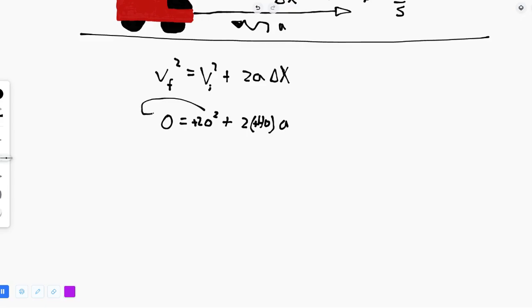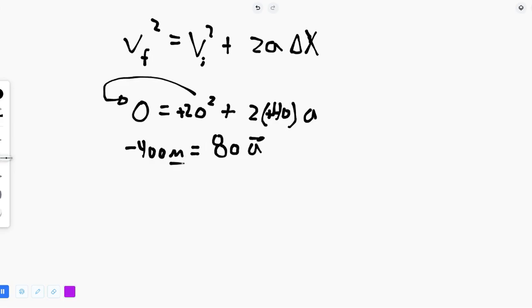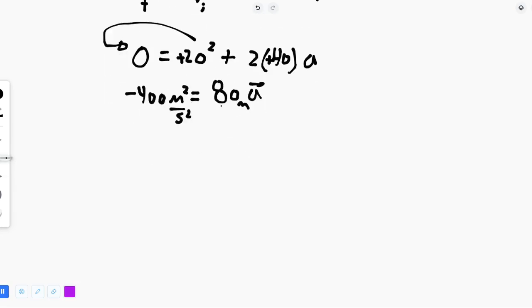So then we're going to rearrange this. This is going to go to this side, so then we're going to get 20 squared on the other side, so negative 400. Because it's moving to the other side, it switches signs, because you're subtracting 400 on both sides. Sorry, it's 80 times acceleration. And because you squared it, it's squared right here, squared right there. And this is just meters, 80 meters times acceleration. Then you're going to divide by 80 on both sides. So then you're going to get negative 5 meters a second squared equals acceleration.